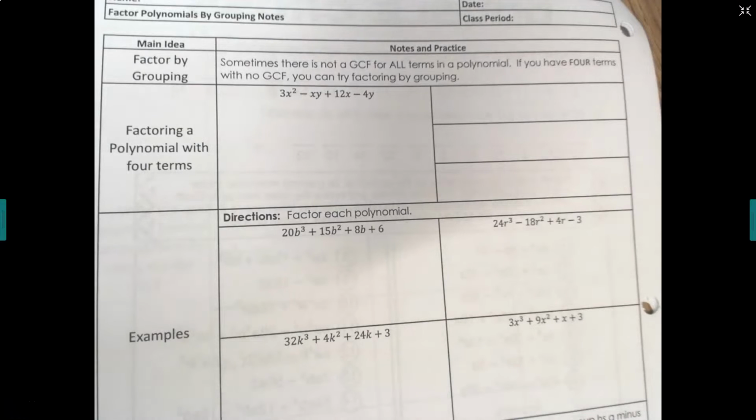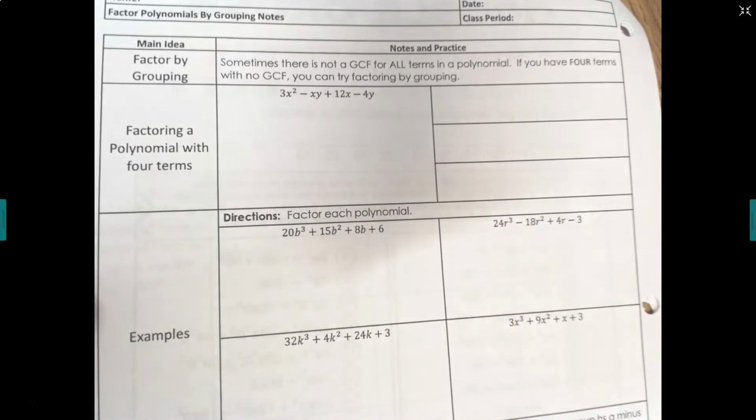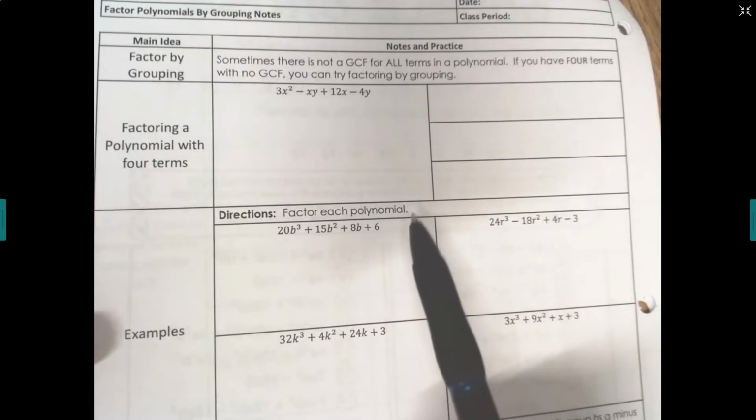When you have a polynomial with 4 terms, sometimes all of the terms don't have all the same variables or common factors. But as long as there are 4, we're able to break it down into 2 smaller GCF problems to work with. So let's take a look.